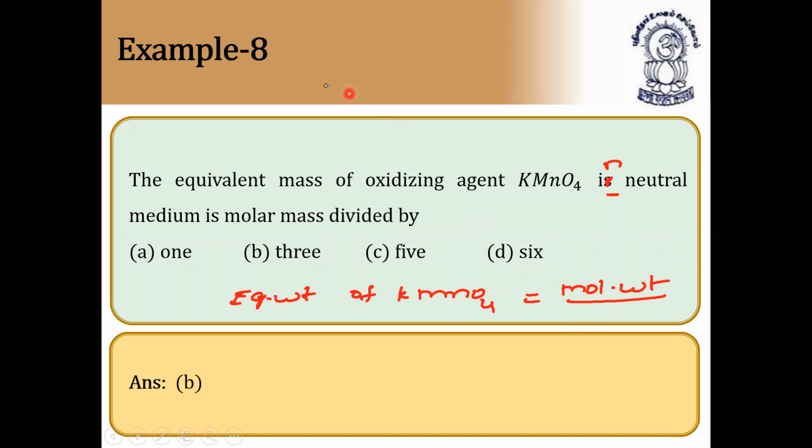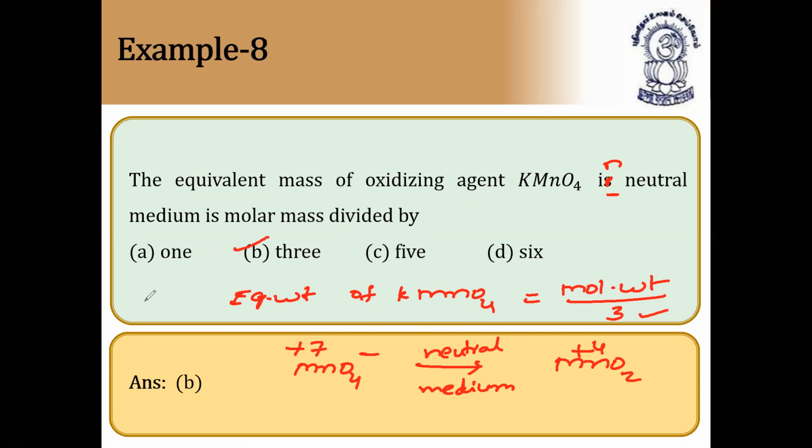Second option, molecular weight divided by 3, because in neutral medium, MnO4 minus changes to MnO2, that is plus 7 state changes to plus 4. Since it is changing from plus 7 to plus 4, the difference is 3. So equivalent weight of KMnO4 is equal to molar mass by 3. So the answer is second option. This should be clear. So please note down this in your classwork when you are discussing this question.